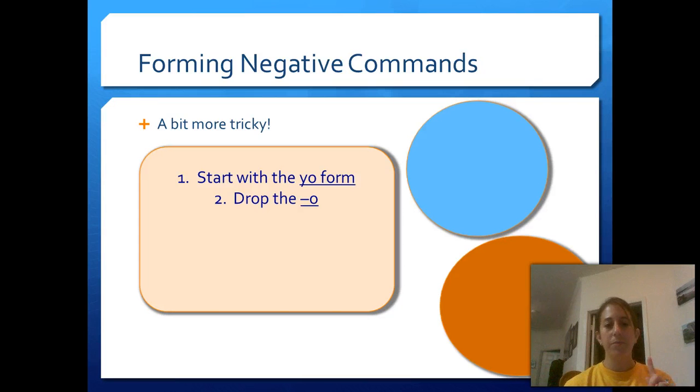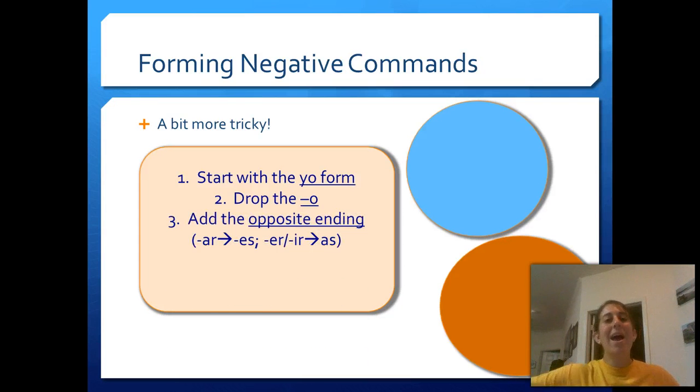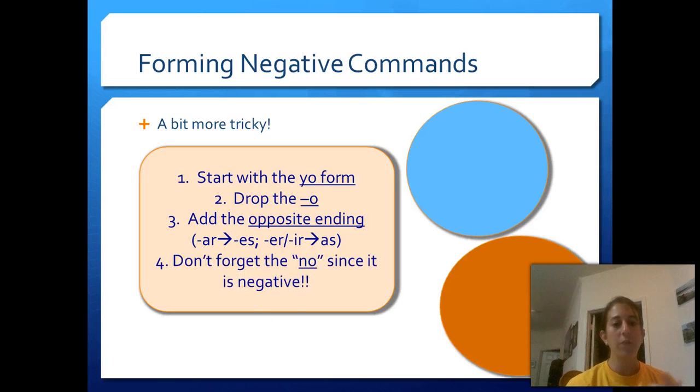We drop the yo, and then we add the opposite ending, all right? So if it's an AR verb, then our ending is going to be ES, and if it's an ER or an IR verb, then our ending is going to be AS. So far, so good. So don't forget the no, of course, since it's a negative, telling someone don't do something. Gonna need that no. So let's break it down.